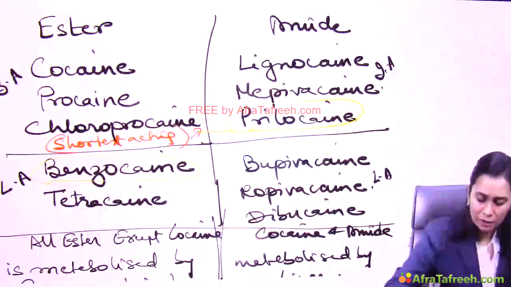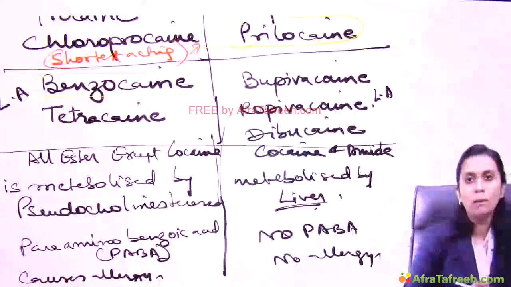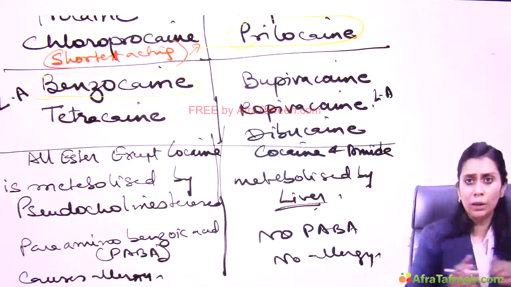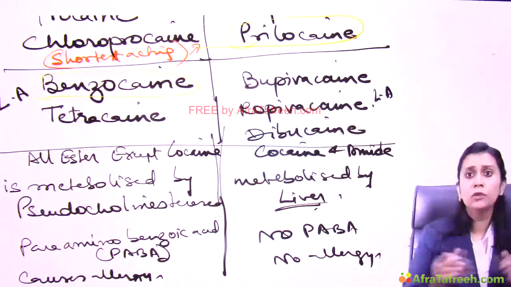Now, the last local anesthetic is dibucaine. Nothing extra. Whatever is in the chart, we just have to go through that: long-acting amide, hepatic metabolism, no PABA, no allergy. This is all we need to discuss about our local anesthetics. This is sufficient for solving the questions.